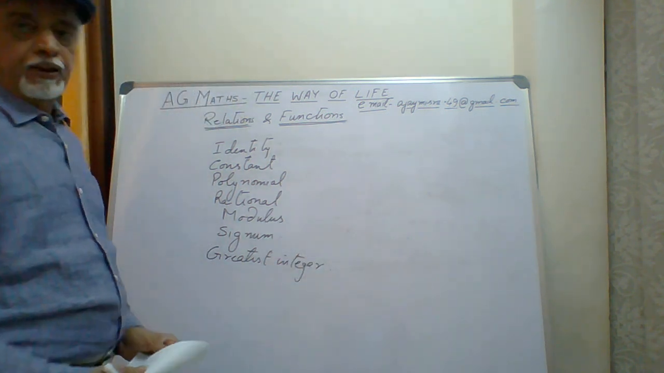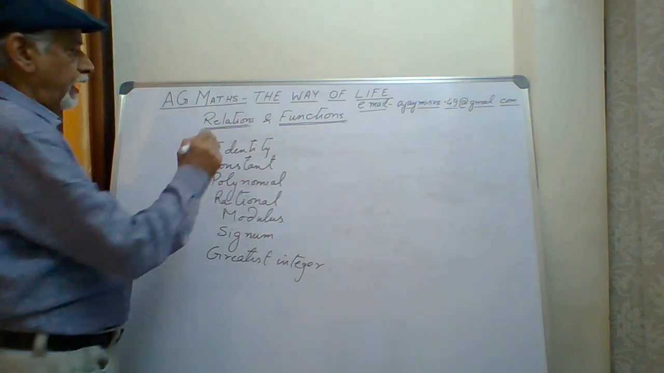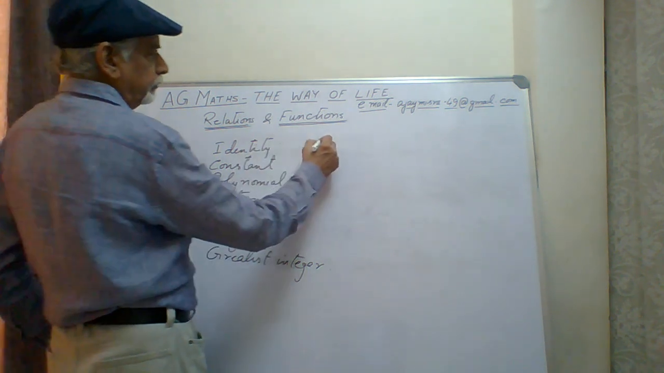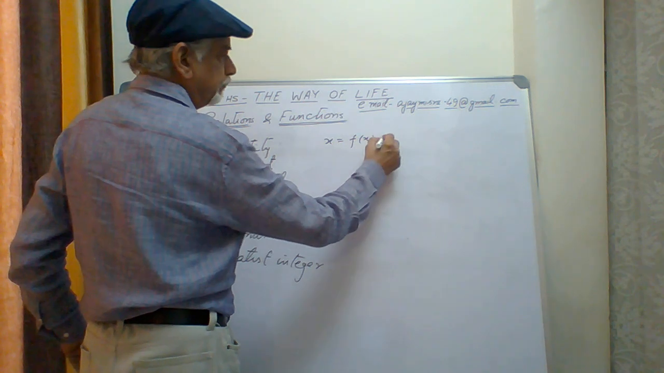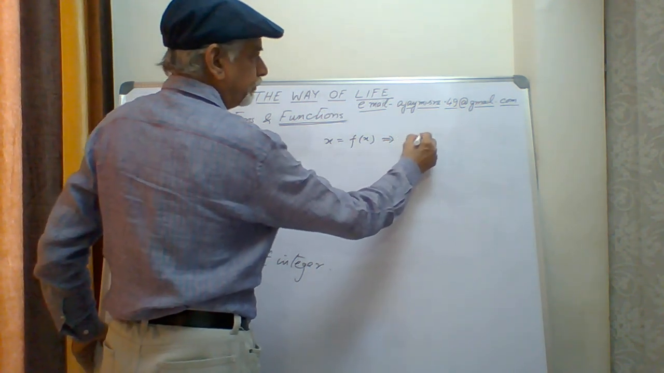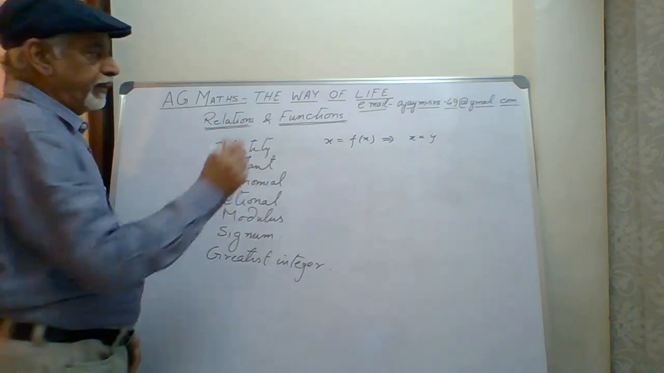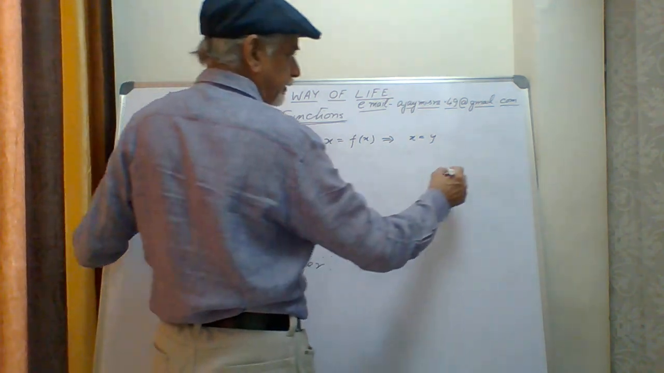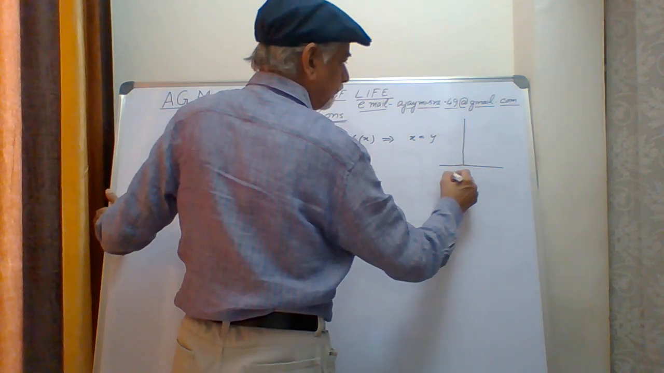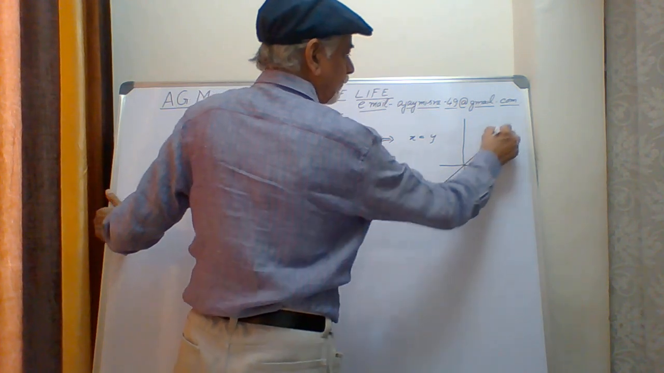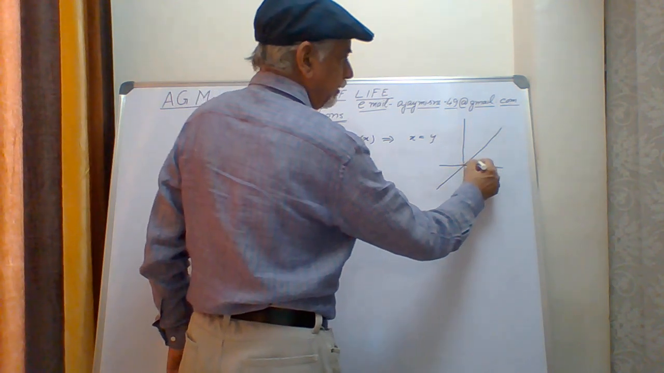These are the functions which normally we are required to study in our syllabus. Identity function is what? If x is equal to f(x), that means we can say x is equal to y, because the f(x) function is also called y. If x is equal to y, it becomes the identity function, and the graph for that will look like a line passing through the origin with a 45-degree angle.